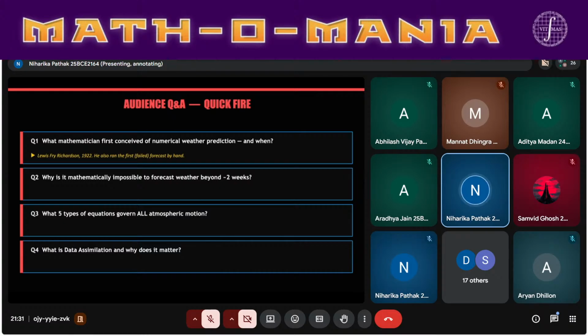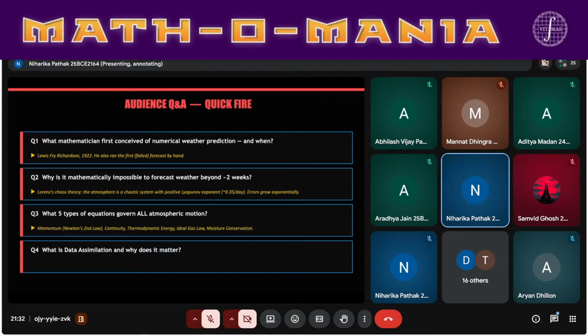Okay, so the actual answer is Lorenz's chaos theory. The atmosphere is a chaotic system, as we discussed, with a positive Lyapunov exponent, and these errors grow exponentially over time. This next question will give you a little taste of the future, and we'll discuss this at length later. These are the five types of equations that govern all atmospheric motion: momentum, Newton's second law, continuity, thermodynamic energy, the ideal gas law, and moisture conservation.